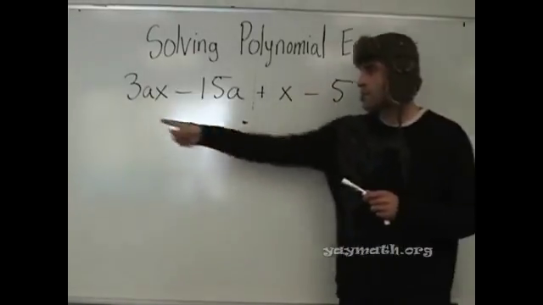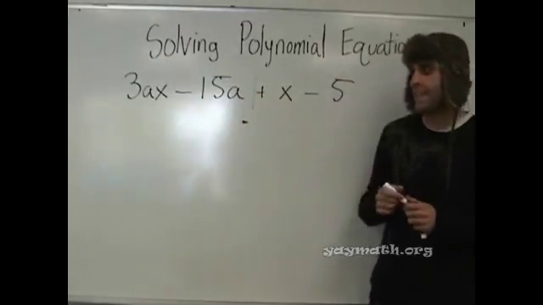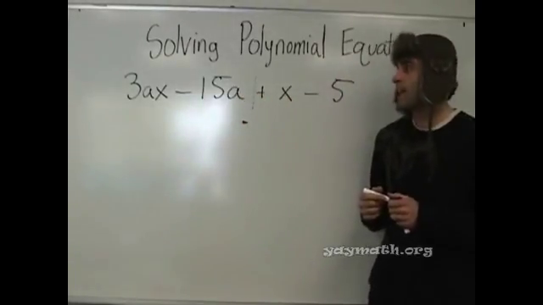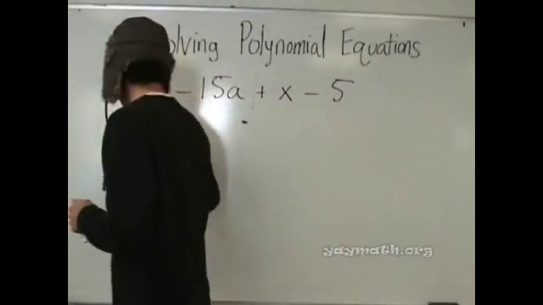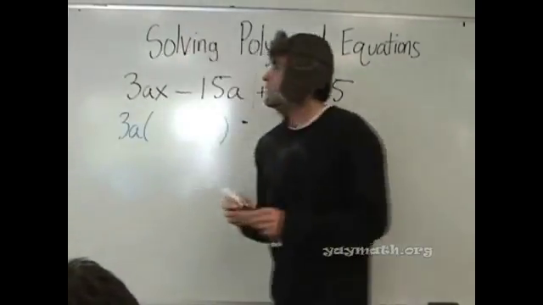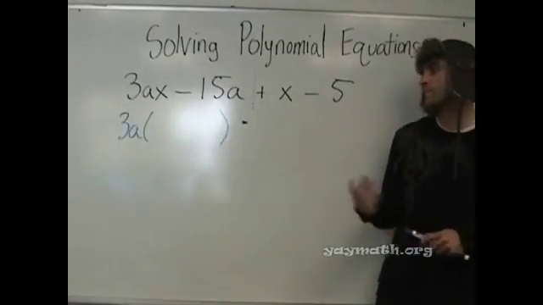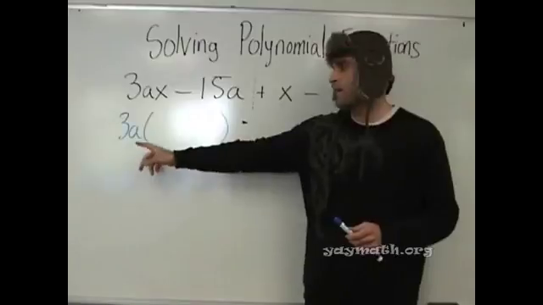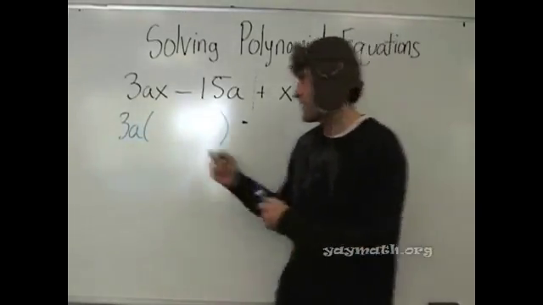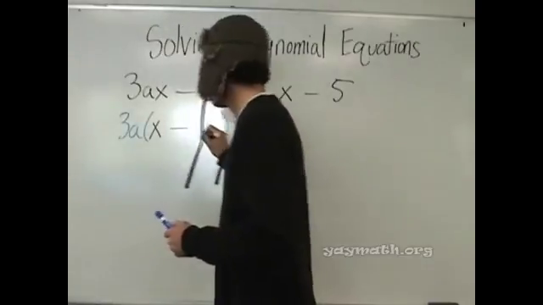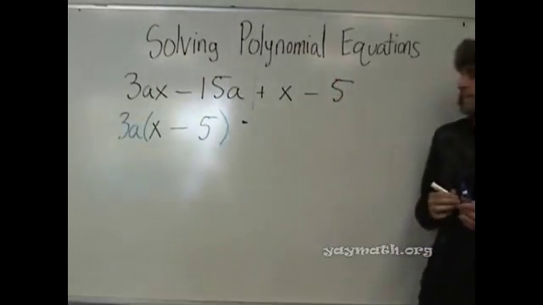Now that we cut it in the middle, is there a greatest common factor for these two? Yes. What is that? 3A. 3A sounds right. So I'm going to write that here. 3A is what's called factored out. Basically undistribute is the way I call it. So 3A times what is 3AX? X, very nice. Minus 5.